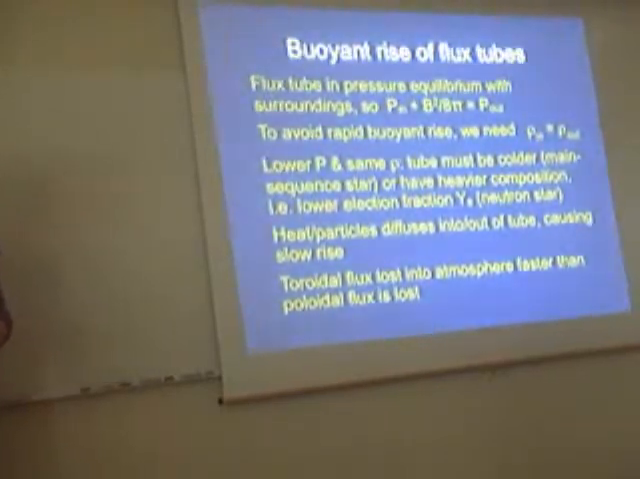Right, and as this happens, the toroidal flux will be lost faster than the poloidal, because the toroidal flux has to be confined to this last poloidal closed line. So as that line rises, all of the toroidal flux on it will be lost.